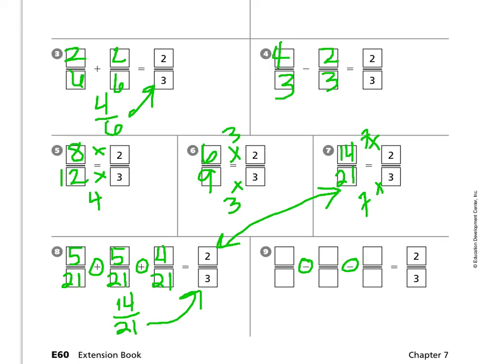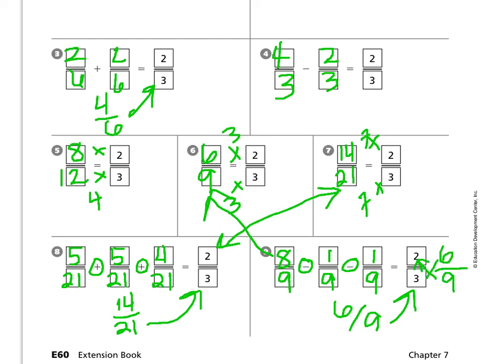For number 9, I want to use 6/9. So I'm going to use 9 as my denominator, and I'm going to do 8/9 minus 1/9 would be 7/9, minus 1/9 would be 6/9. And I know that 6/9 is the same as 2/3 if I reduced it, or even if I compared it, I could do a cross multiplication and get 18 on both sides, which means that they are equal.